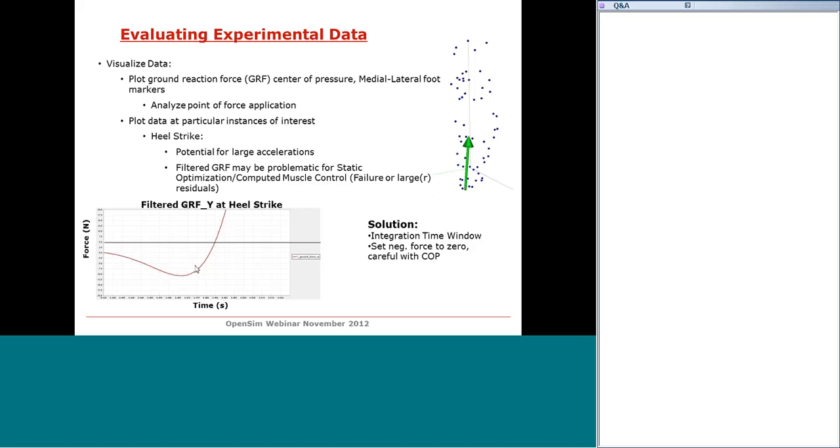You can see how it may be difficult for the optimizer to solve the muscle forces to account for a negative or tensile force at the foot. In this example, one solution may be to expand the integration time window so that it's wide enough to pass over this negative period. So that would be a window greater than this distance here. Or another solution would be to simply set these negative forces to 0.